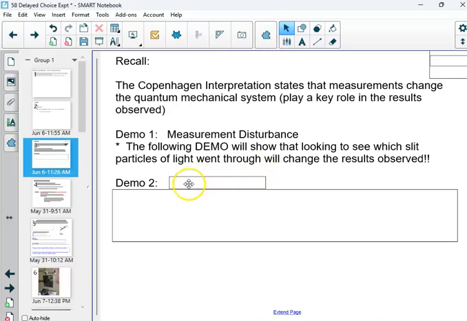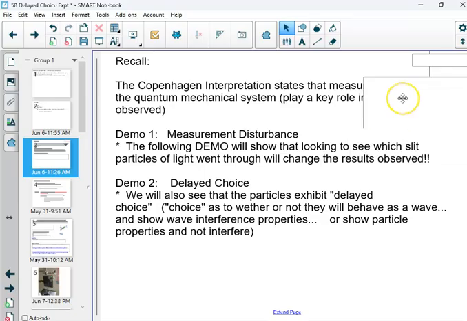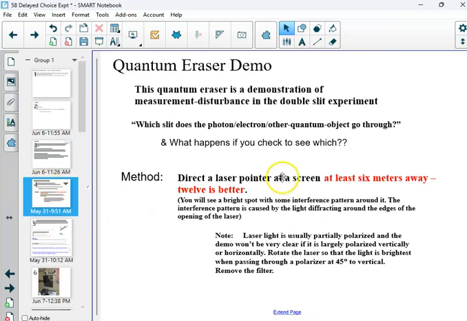It's kind of crazy. And then the second part of it's even weirder, the delayed choice experiment. We will also see that the particles exhibit a delayed choice, a choice as to whether or not they're going to behave as a wave in the past. It's weird. Okay.